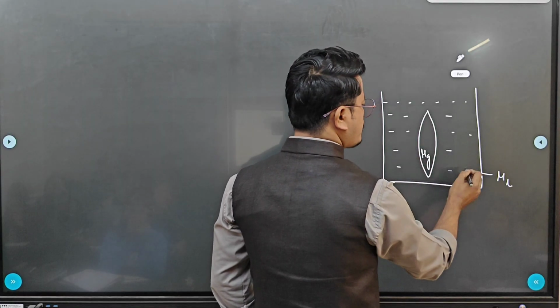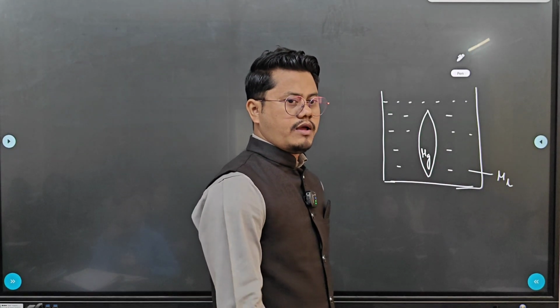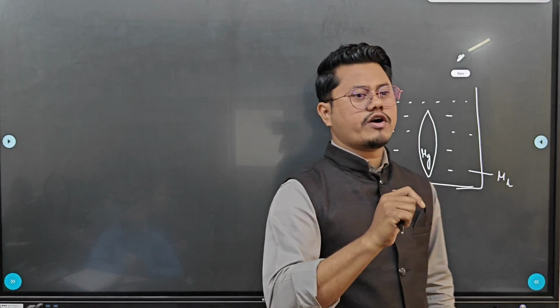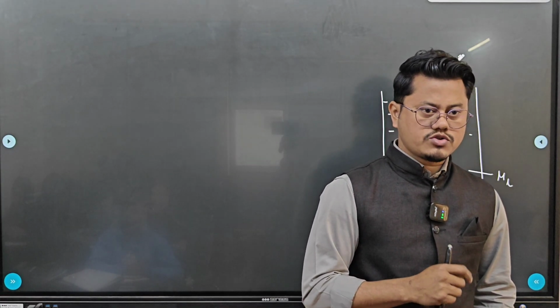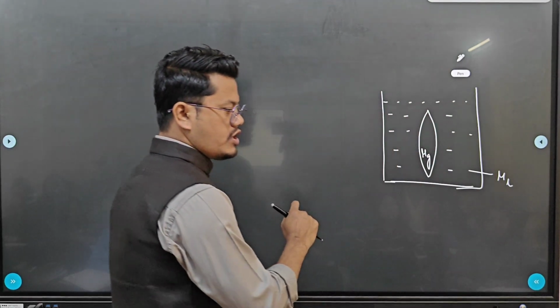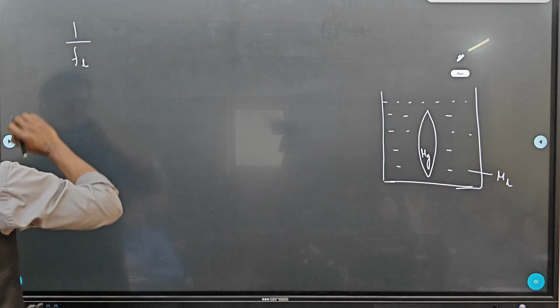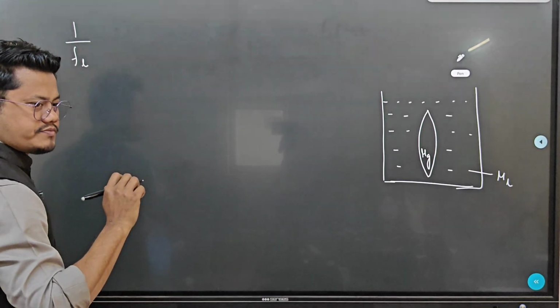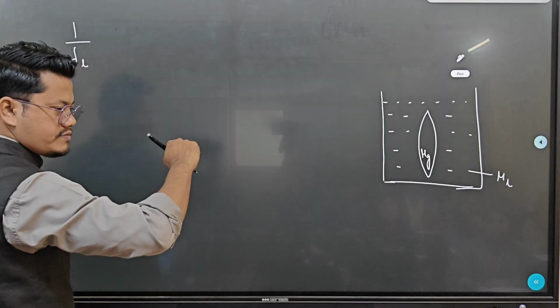Then 100% for sure the focal length of this combination will change or not? Got it? And that change in focal length can be understood only from the lens maker formula. So I'm going to use here the lens maker formula. What will be the focal length in this case? I'm writing here FL, the focal length for the system when the lens is inside the liquid.